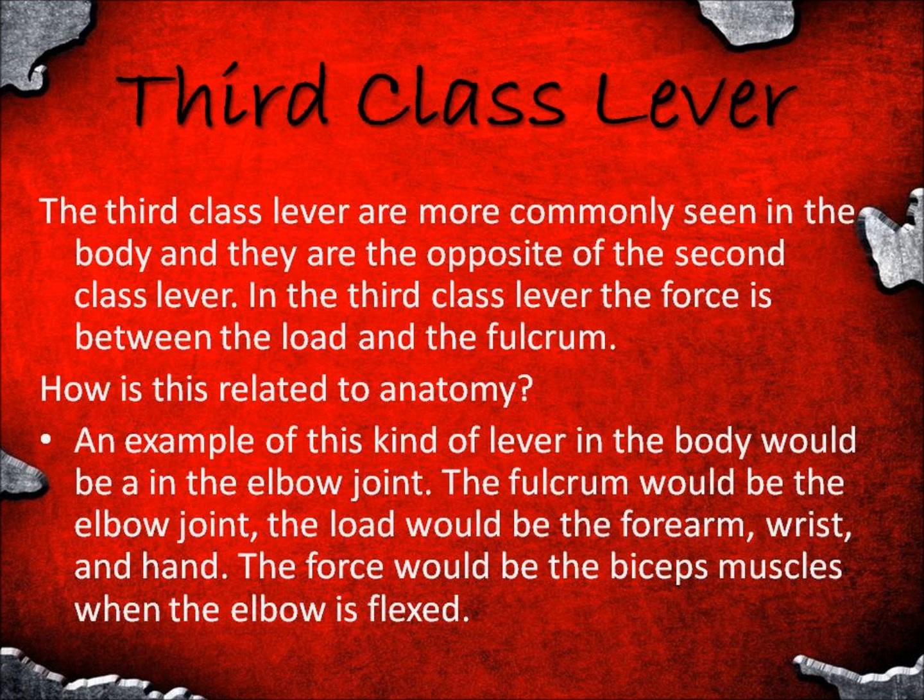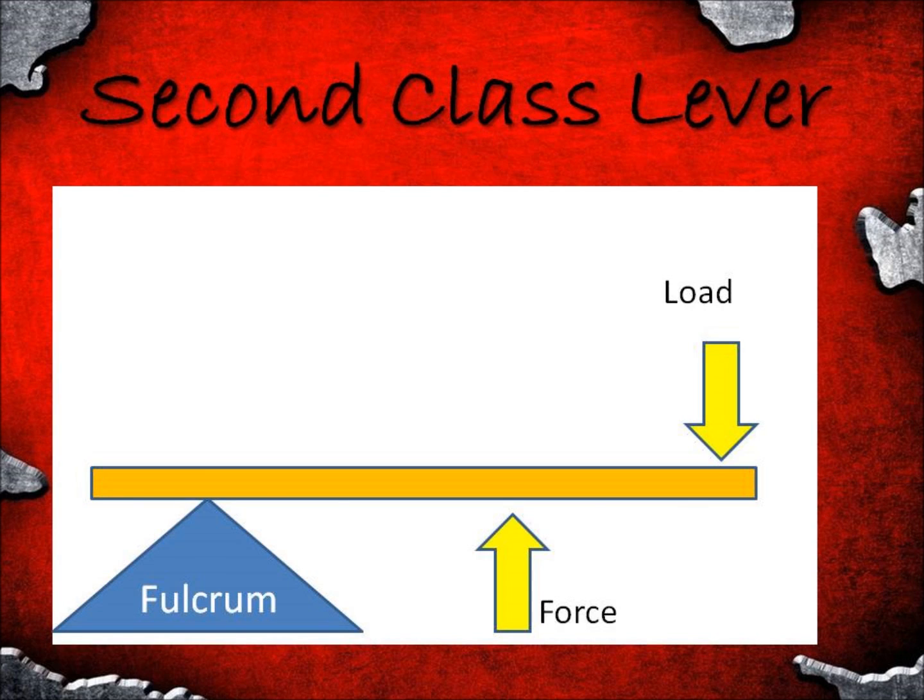The third class lever is more commonly seen in the body, and it is completely opposite to the second class lever. In the third class lever, the force is between the load and the fulcrum. This one can be found in your elbow joint. The fulcrum would be the elbow joint, the load would be the forearm, wrist, and hand, and the force would be the biceps muscles when the elbow is flexed. And you can see here the force is between the load and the fulcrum.